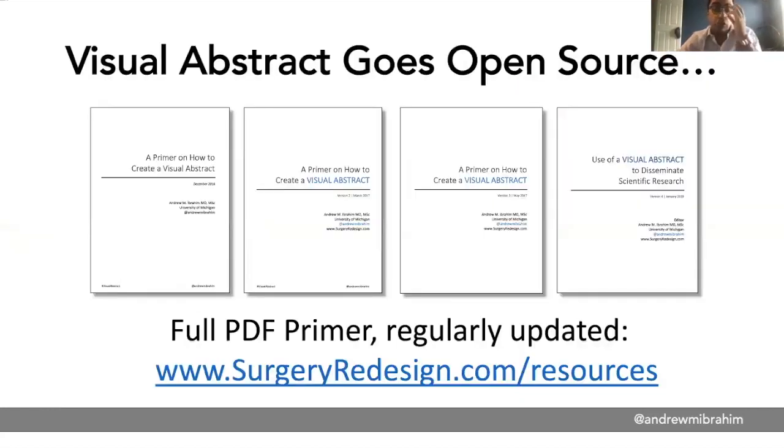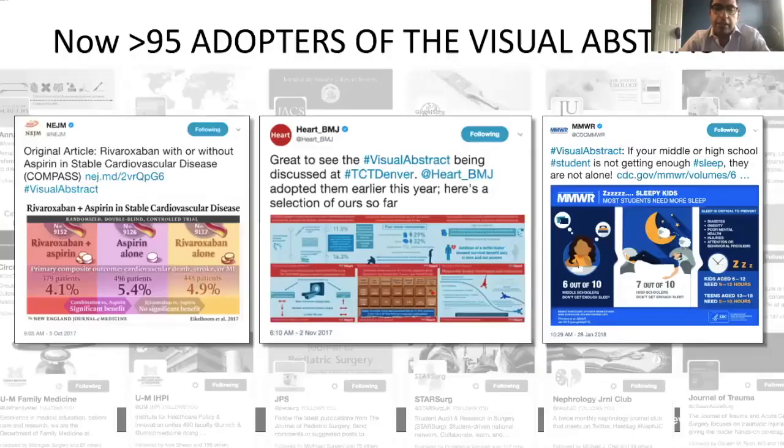So when we realized we'd come onto this, we decided to make it an entirely open source endeavor. So we are now in our 4th edition of the Visual Abstract Primer that you got, with a 5th edition coming hopefully in the next few months. And that made it widely adoptable.